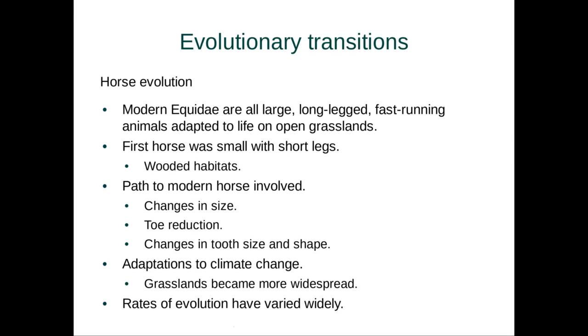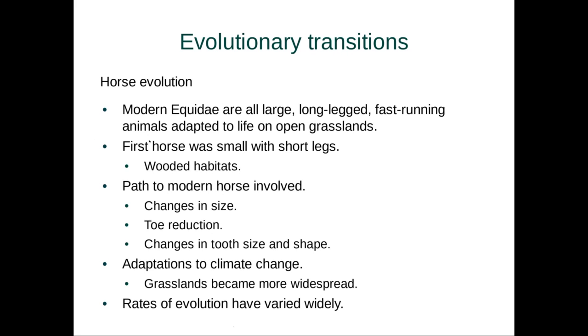And one of the best examples of evolutionary transitions is actually the horse. So horses belong to the family Equidae. I'm sure you guys have probably heard that horses are equines, right? So their family is Equidae. Now, modern horses are large, they're long-legged, and they're fast-running, adapted to life on grasslands. However, the first horse was small with short legs, and they preferred wooded and woodland-based habitats.